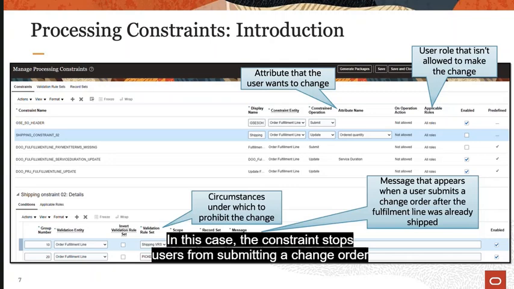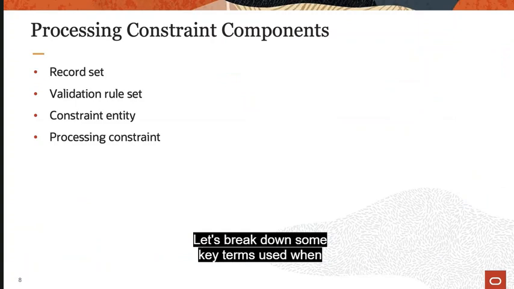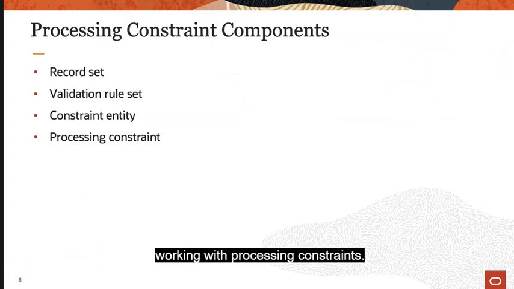In this case, the constraint stops users from submitting a change order if they try to update the supplier attribute after the fulfillment line has already shipped. You can also see the message that pops up to let the user know why their change was rejected. Let's break down some key terms used when working with processing constraints.